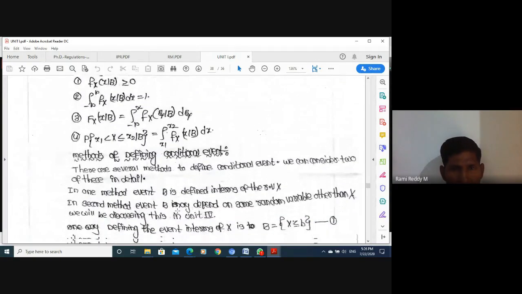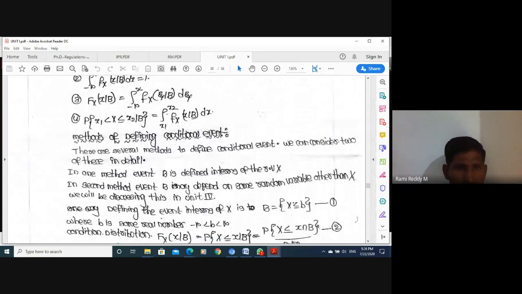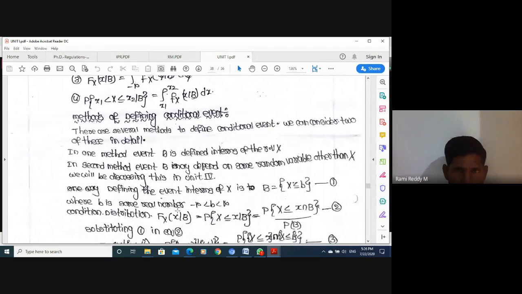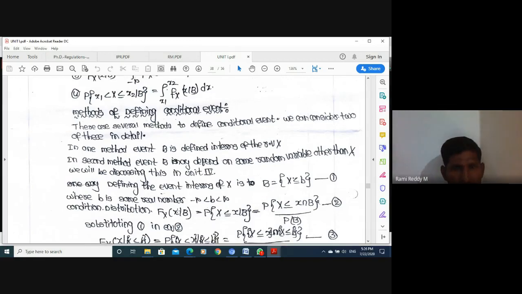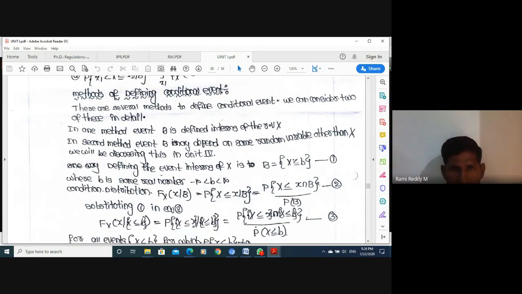Methods of defining the conditional event. There are several methods actually. In our syllabus, we will be discussing in detail two methods. In the first method, event B is defined in terms of a random variable X. In the second method, event B may depend on some random variable other than X, which we'll be seeing later.